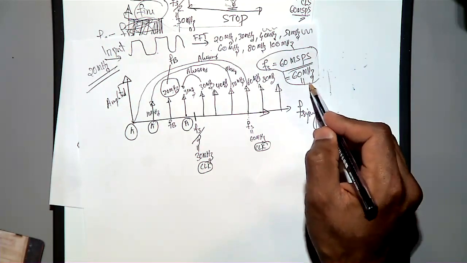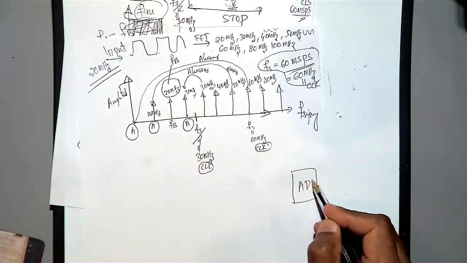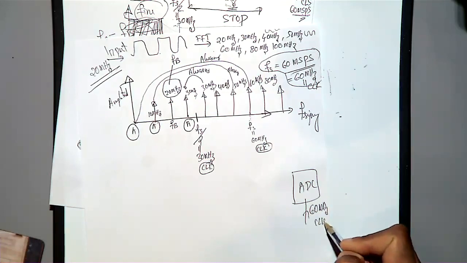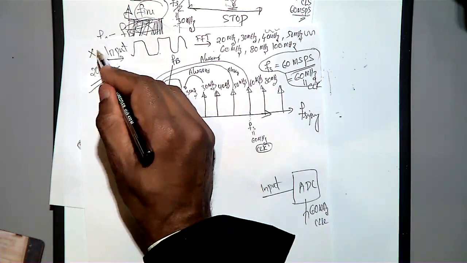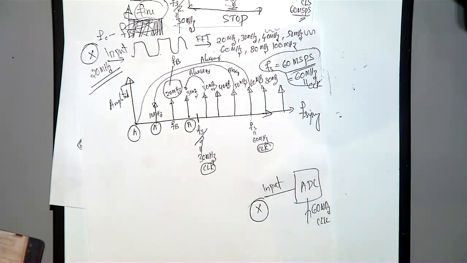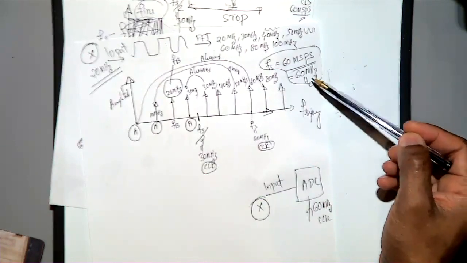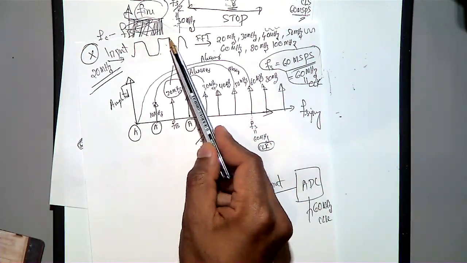So 60 megahertz is the clock frequency in the ADC. This is your ADC, here is the 60 megahertz clock, and this is your input, X. If you put this input in, the ADC uses the 60 megahertz clock, and you may see only this input signal, kind of a triangular shape.